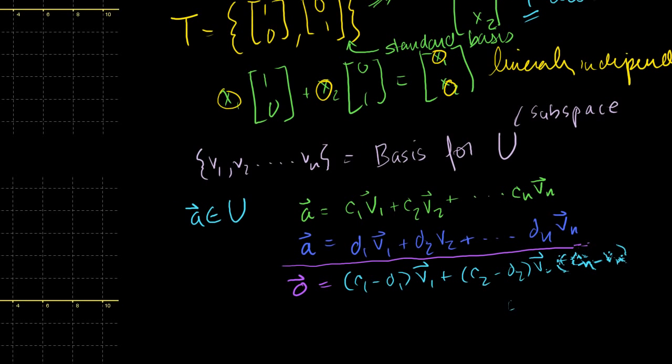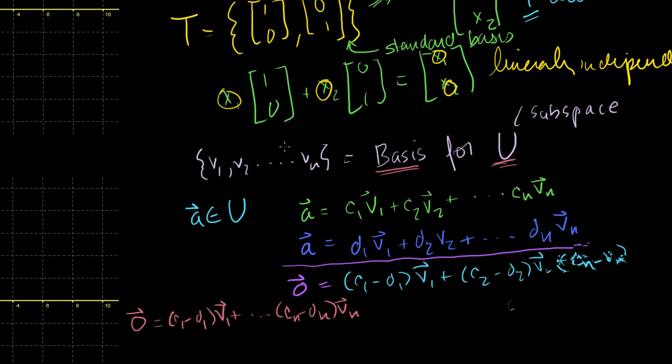The 0 vector, I'll write it like that, is equal to c1 minus d1 times v1 plus all the way up to cn minus dn times vn. Right? I just subtracted the vector from itself. Now, I told you that these are a basis. There are two things that means when you say a basis. It says that the span of these guys is this subspace, and also tells you that these guys are linearly independent.